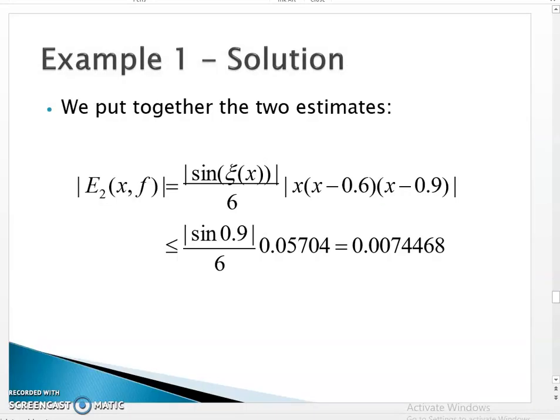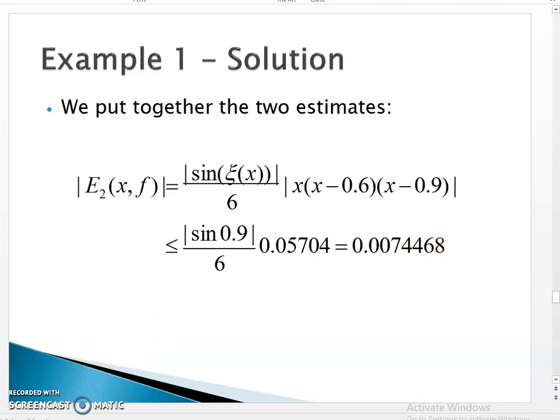So if you put together the two estimates, the actual error and the error bound, you will have 0.057046, which gives us 0.007446.